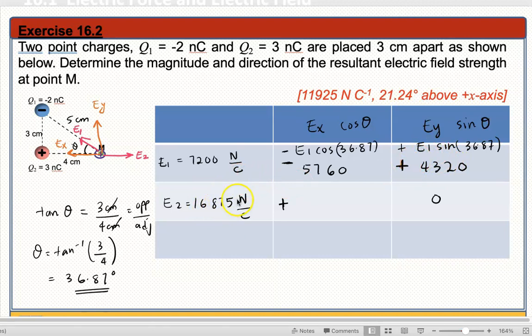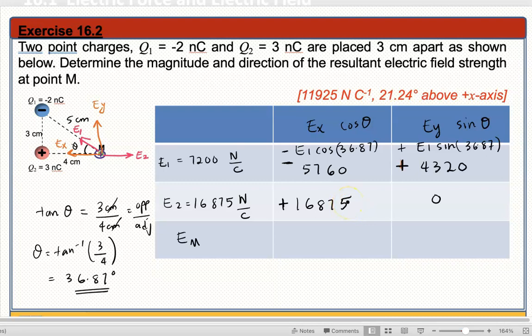For E2, we know that EY is 0, which means that we only have E2 in the X direction, and this should be 16875. Then I'm going to add these two together to find the electric field at point M. The X component is the summation of minus 5760 plus 16875.